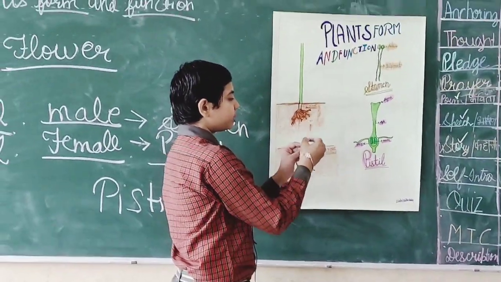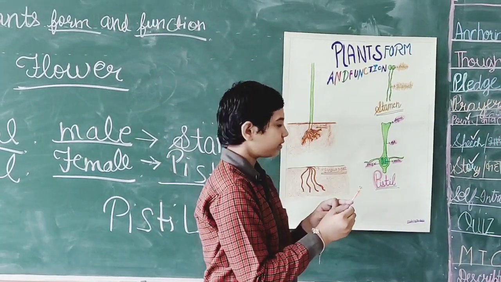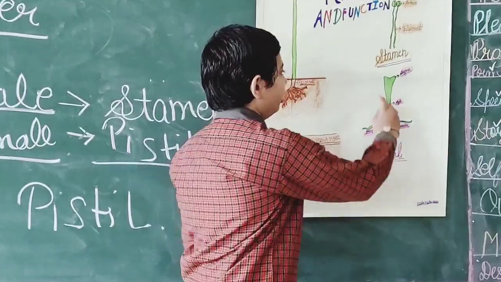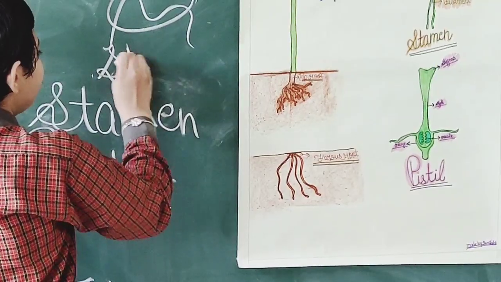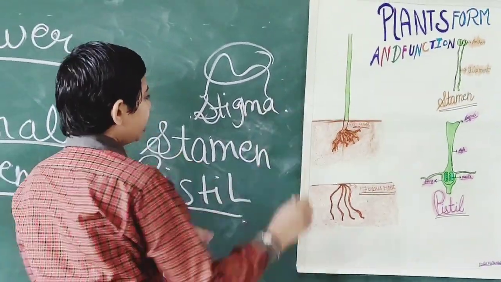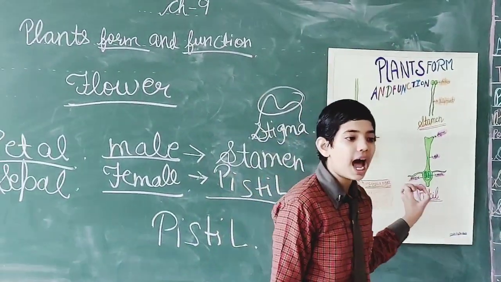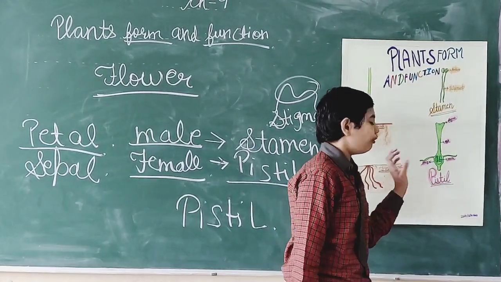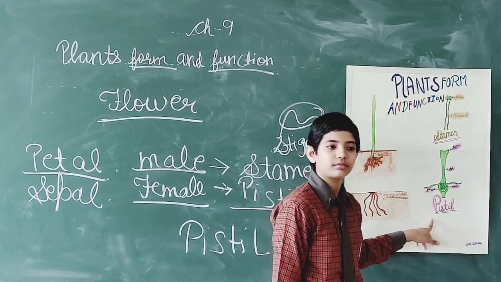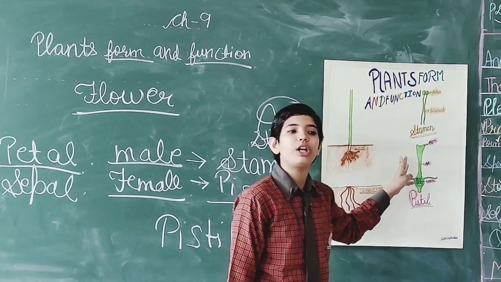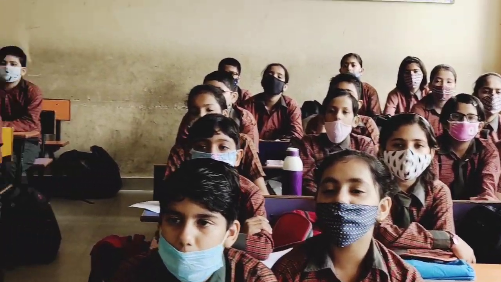This one is called style. See in the picture, this portion is known as stigma. These are the female parts. The female part is known as pistil, and the pistil has these three parts: ovary, style and stigma. What is pistil? The female portion.